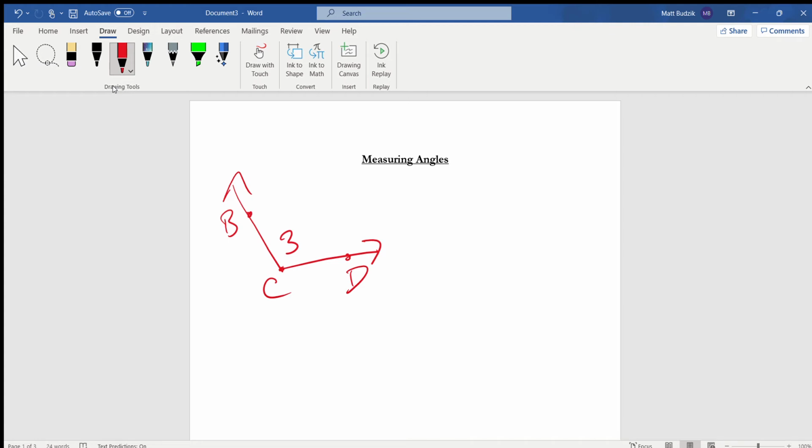So we can name it using a labeled number with the vertex point, or by connecting 3 points starting at one of the rays, going towards the vertex, and then onto the other ray. So I could call this angle, let's start, angle C, vertex. Or I could call it angle 3, labeled number. I could call this angle BCD, starting at B, going to the vertex C, and then ending at D. Or I could start at point D, then go to vertex C, then up to B. So I could also call this angle DCB.